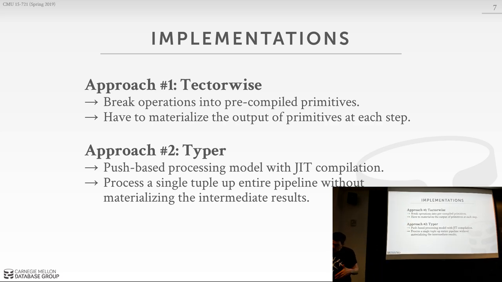So again, the difference here is that VectorWise can process vectors at a time, so you can use SIMD vectorization for this. In Hyper, you can't do it as described here, because it's a single tuple at a time.